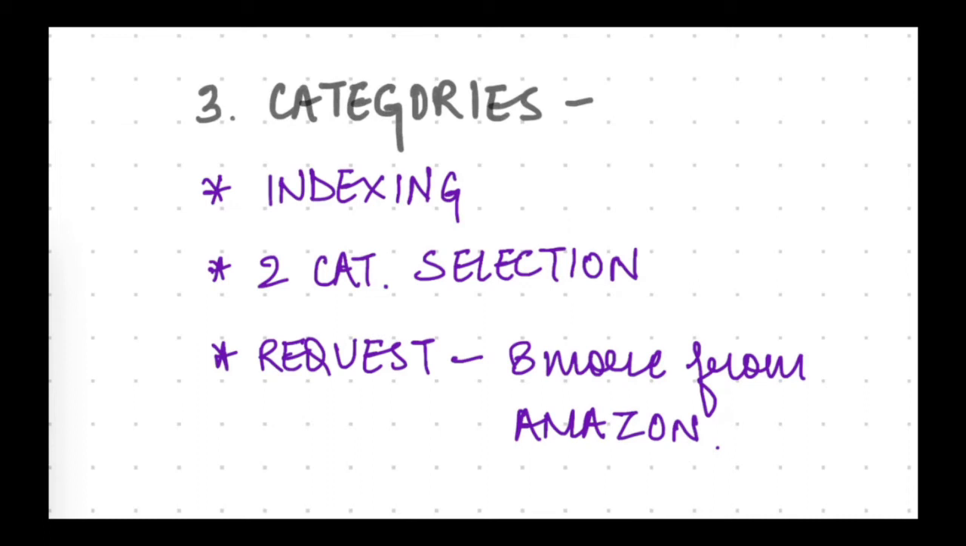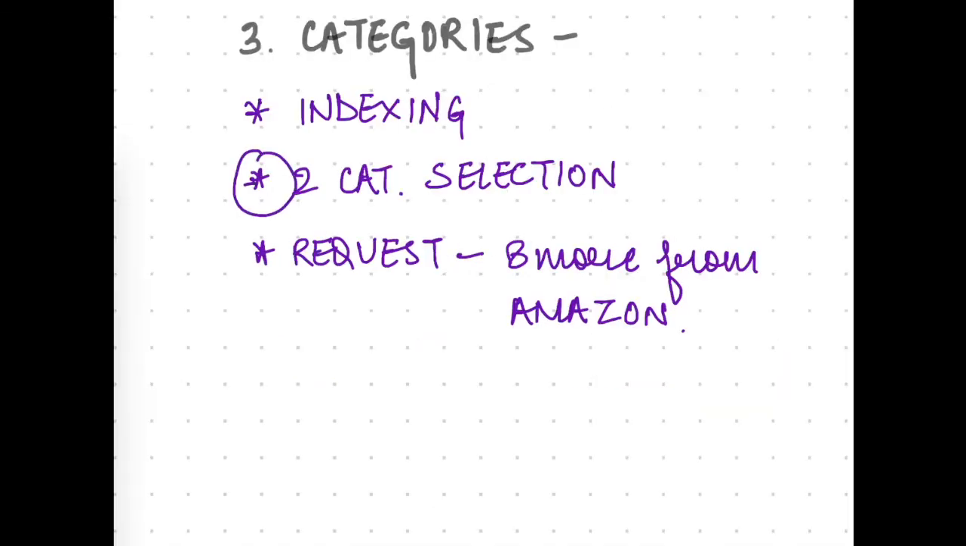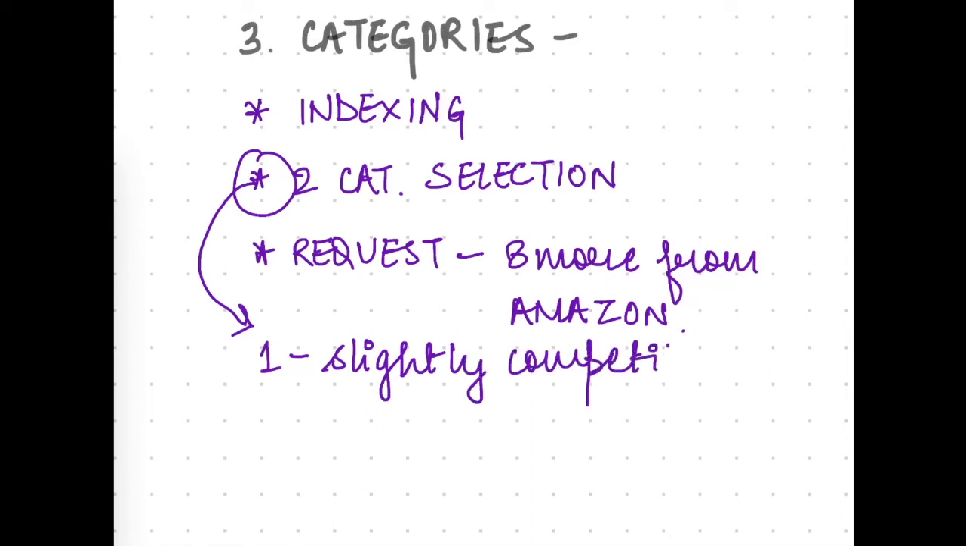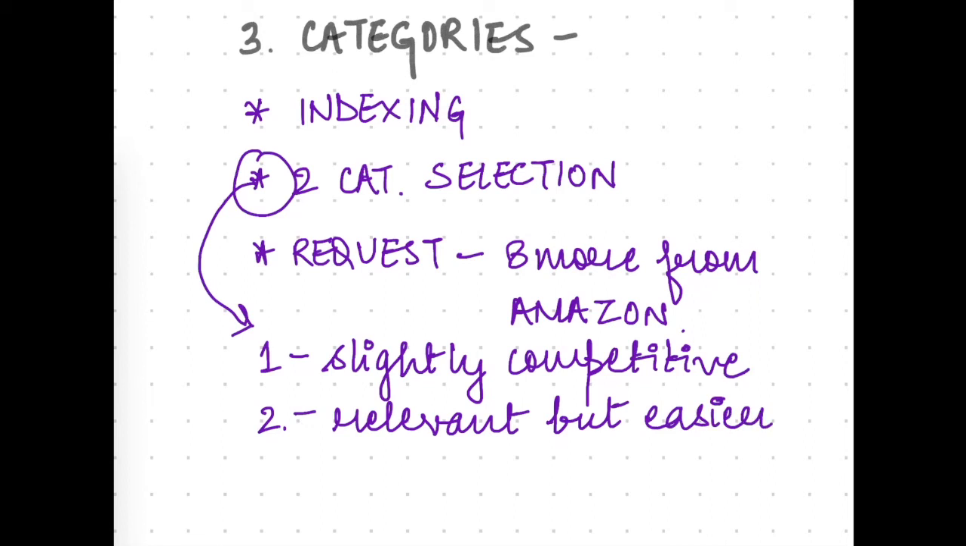But for the two categories that you get to select with your book publishing, there is something that you would want to consider. Number one is you put your book under a slightly competitive category so that the customers who are looking for your book are able to see it under that competitive category. And the second one is a relevant category but an easier one for the ranking of your book.